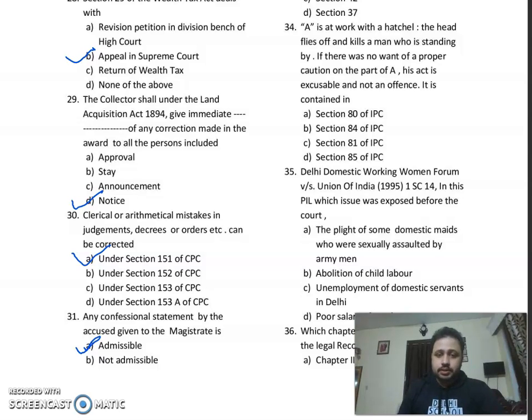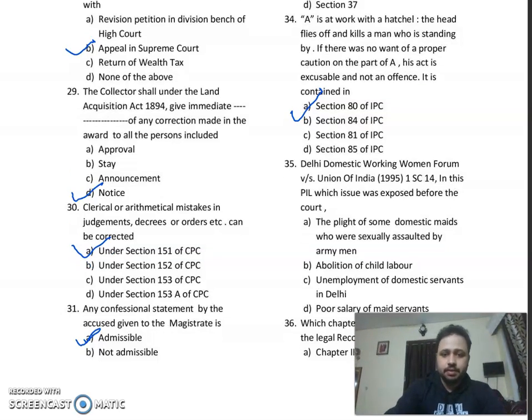Now MCQ 34. A is at work with a hatchet. The head flies off and kills a man who is standing by. If there was no want of proper caution on the part of A, his act is excusable and not an offense. It is contained in, so the right answer over here will be section 80. Section 80 deals with accidents. So this case will come under accident.